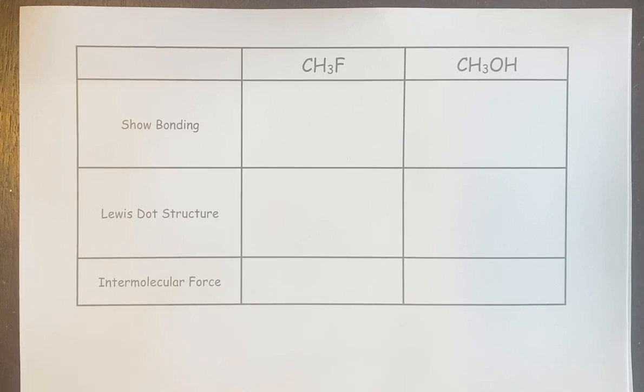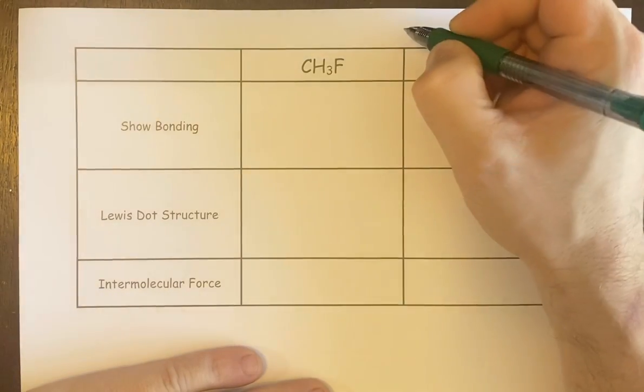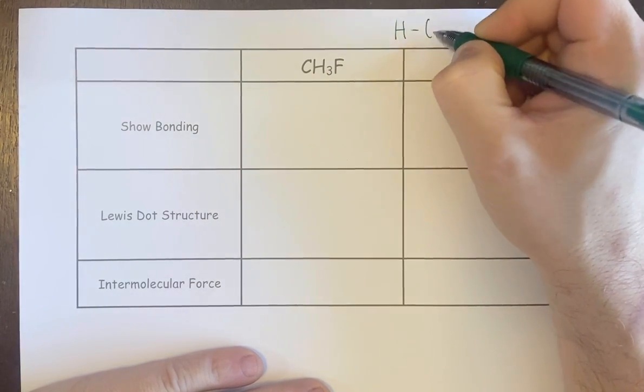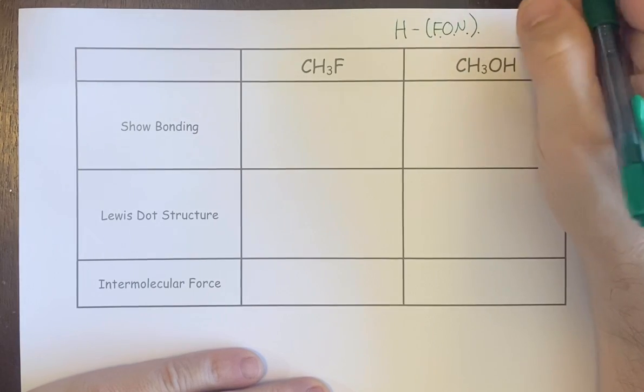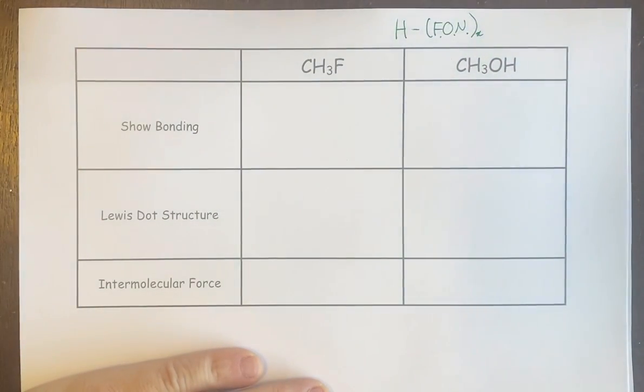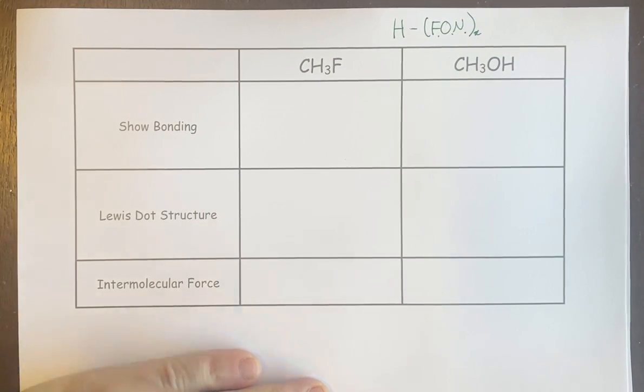Today we're going to be discussing intermolecular forces and specifically going over the difference between two very common mistakes that students make in regards to which molecules have which intermolecular force. So we know the saying hydrogen bonding is FON. So it's H bonded to F, O, or N, right? Now, when we draw these out, so let's start.